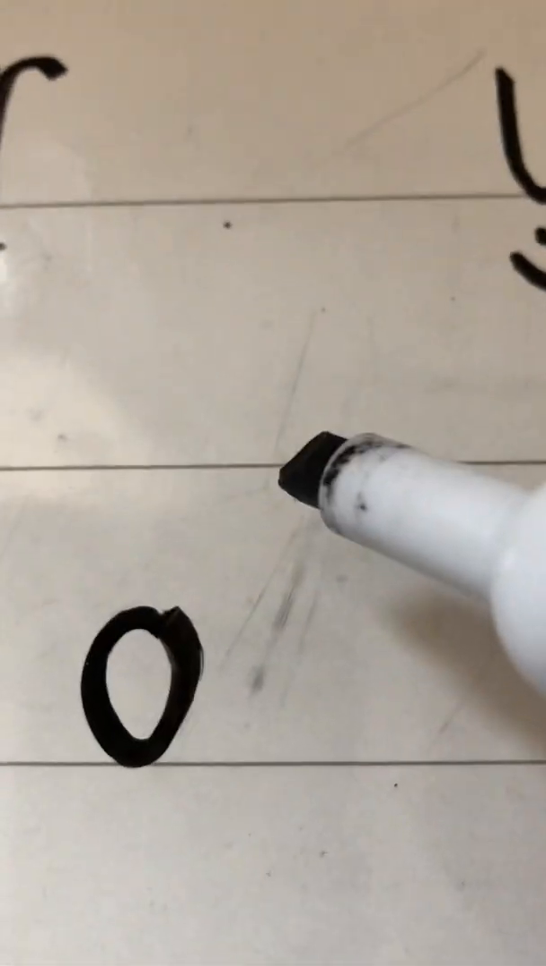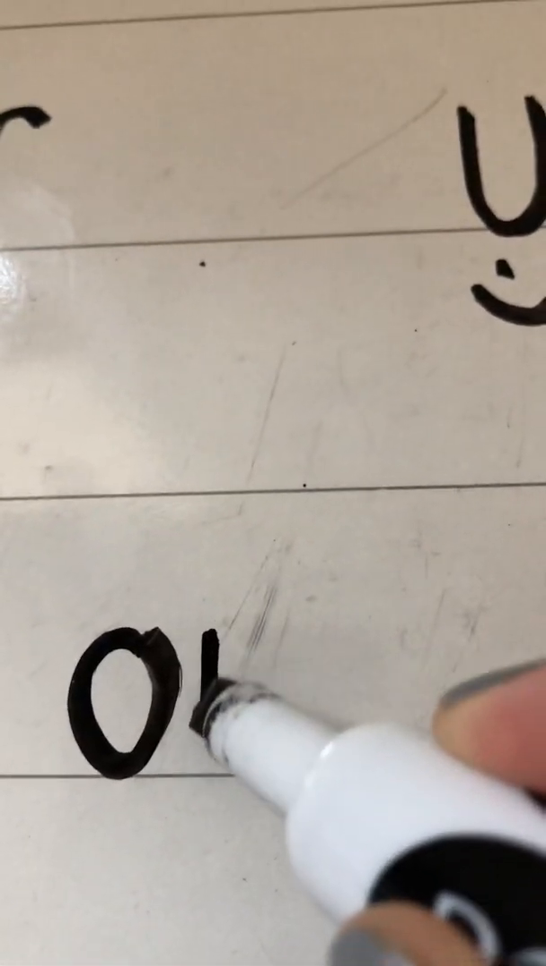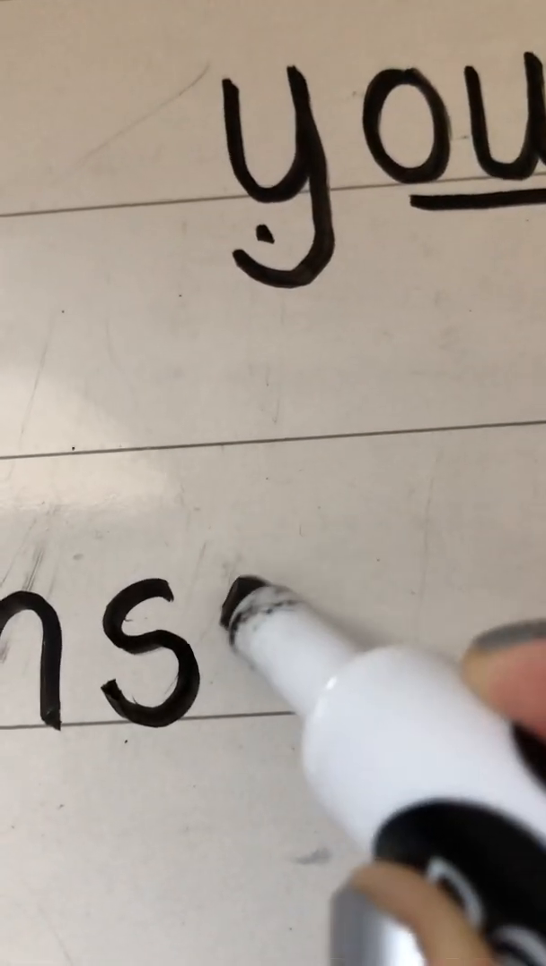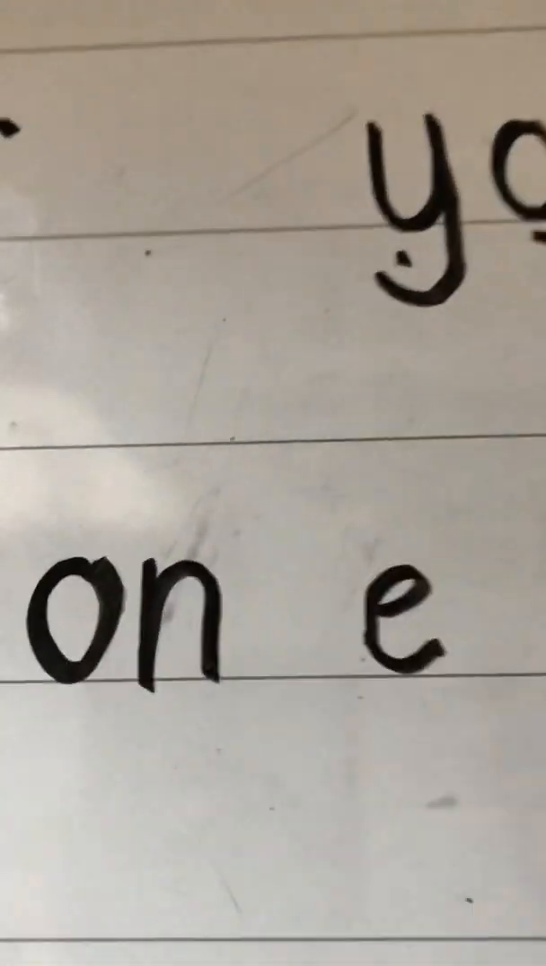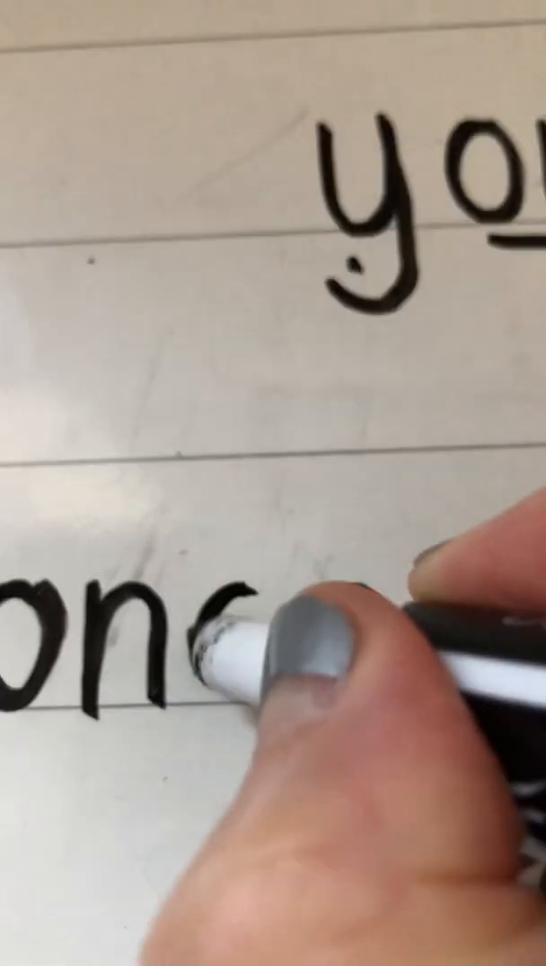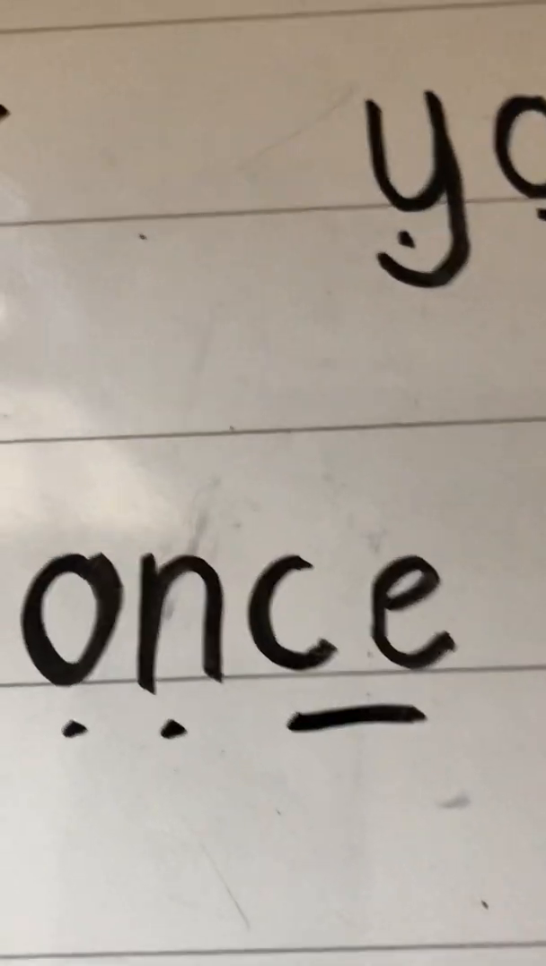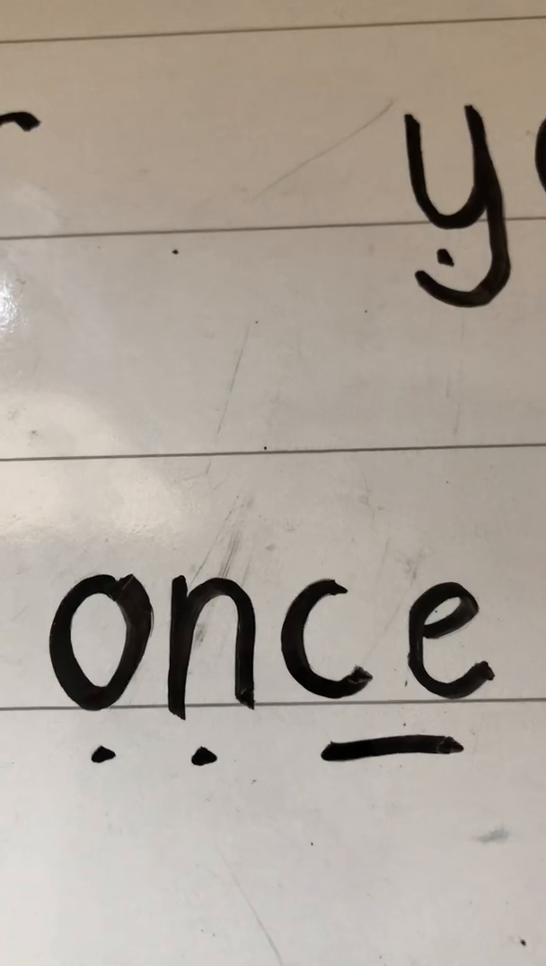Okay, let's see if you were right. Starts with an O, not a W. One. Once. And there's an E on the end, I've remembered. Is that right? Oh, well spotted. I nearly forgot. The S sound is made with the letter C. Once. Well done if you got that right.